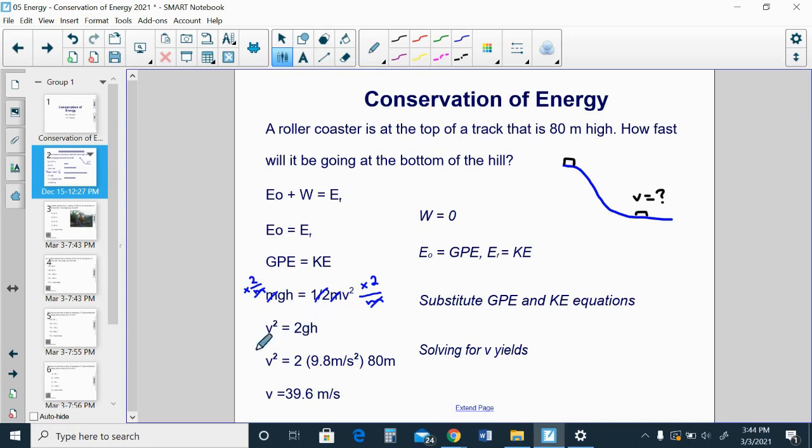Now when we put in the numbers, we have v squared is equal to 2 times 9.8 meters per second squared times the 80 meters in height that we were given. Then we need to find the square root of both sides, remember, to get just velocity, which gives us a velocity of 39.6 meters per second.